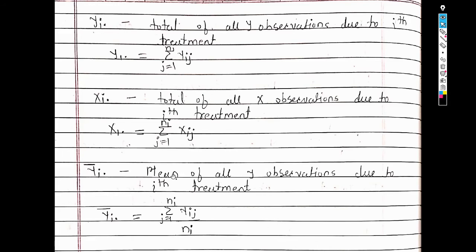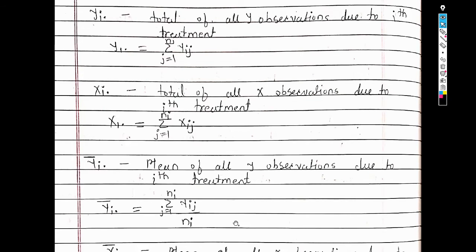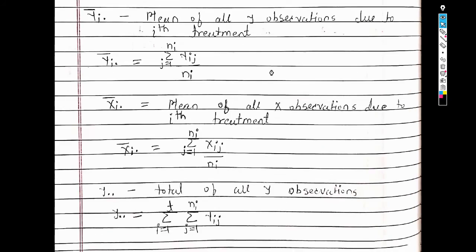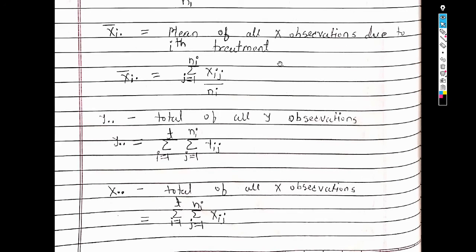Then yi dot bar is the mean of all y observations due to the ith treatment. And how do we find this mean? yi dot bar equals the summation over j of yij divided by ni, that is the total of all y observations divided by the number of observations. Next is xi dot bar. So xi dot bar is the mean of all x observations due to the ith treatment. And how do we find this xi dot bar? It is the summation over j of xij divided by ni.